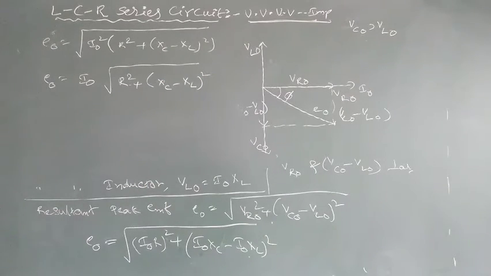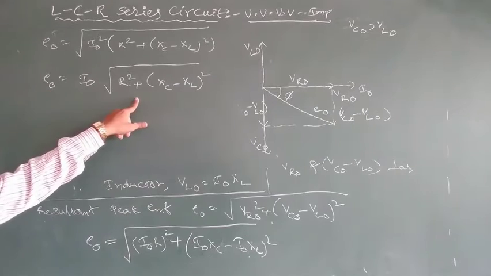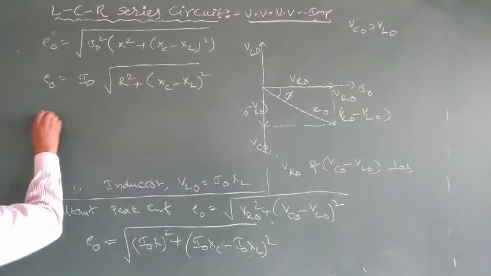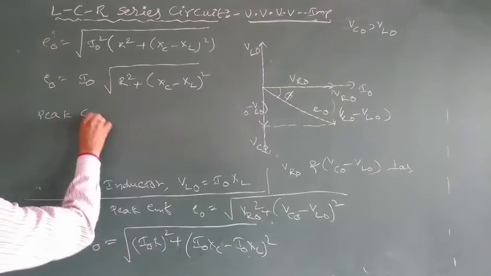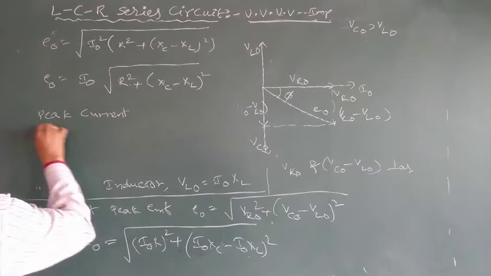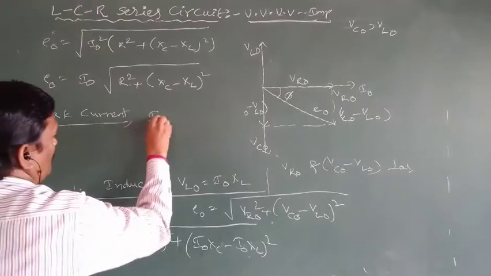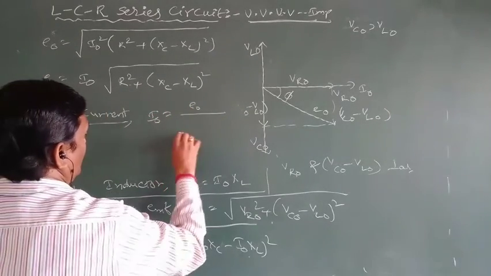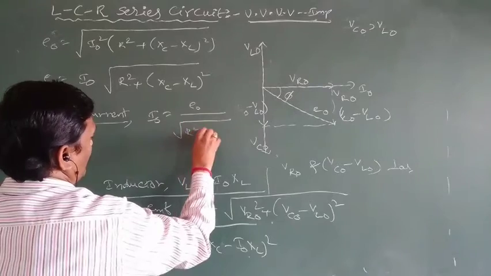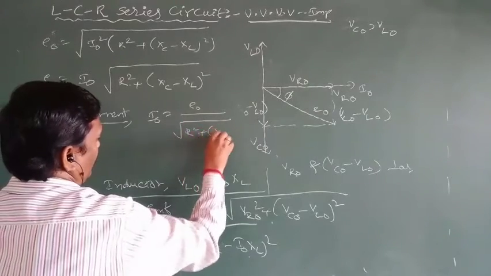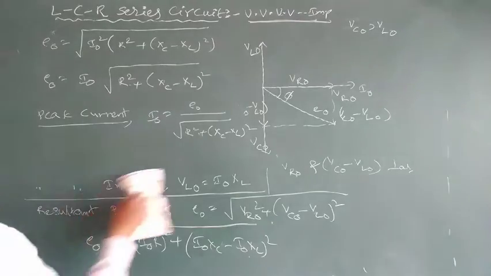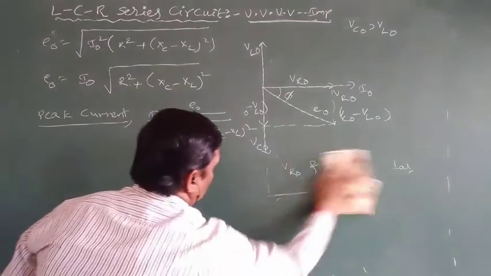So the expression for resultant peak EMF is E naught equal to I naught into this. From this equation you can find the peak value of current. So peak current I naught is equal to E naught by square root of R square plus (XC minus XL) whole square.